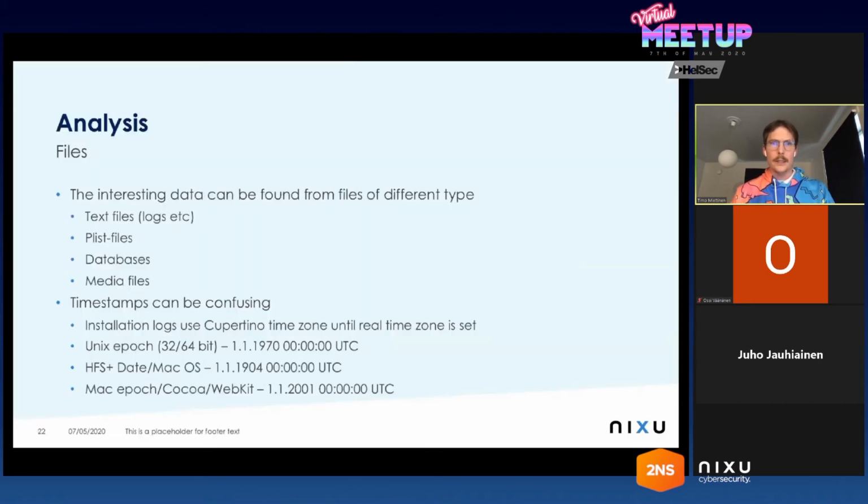So, the analysis part. Most of the interesting data can be found from text files, which can be logs or something else, plist files, which we will talk about in a minute. There are databases, and then of course media files. Apple products and timestamps can be a bit confusing sometimes. There are at least 3 different epoch times available for you, so good luck.